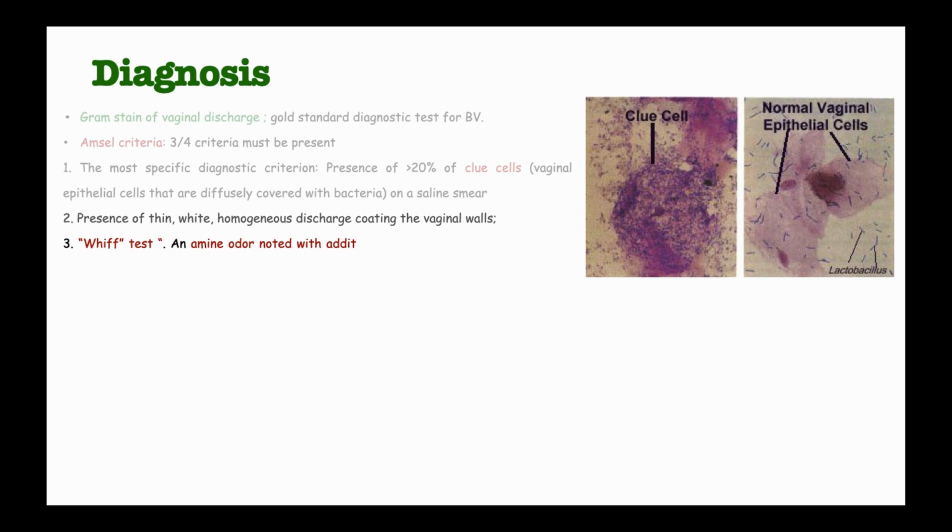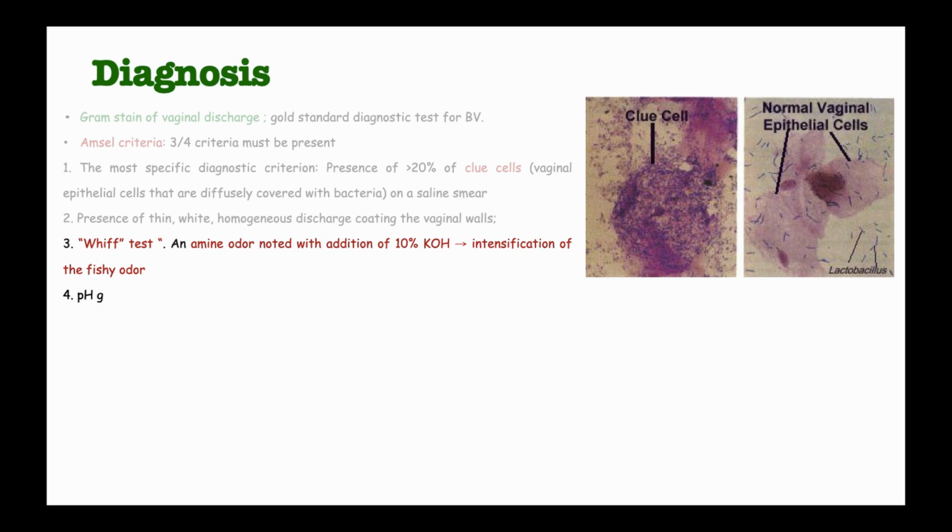Then the third thing we look out for is what we call the whiff test. When we say the whiff test, it is an amine odor noted when we add 10% potassium hydroxide to these vaginal secretions that we took. And when we add the 10% potassium hydroxide, it actually intensifies the fishy odor that we already smell. And when we find this, we say bacterial vaginosis is present in these patients.